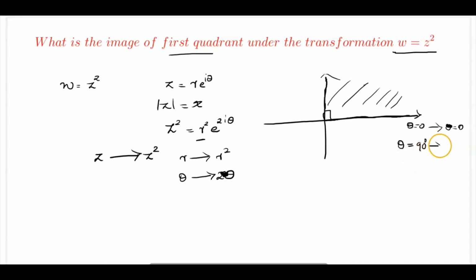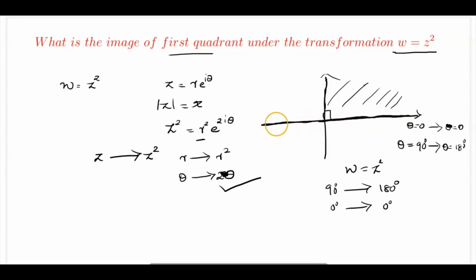Under this transformation W equal to Z square, this boundary, that is theta equal to 90 degree, maps to theta equal to 180 degree. That means doubling the angle. 90 degree goes to 180 degree, 0 degree remains 0. So the first quadrant boundary becomes this 0 degree and the 180 degree. 180 degree is this line, the x-axis. So the boundary is the x-axis.